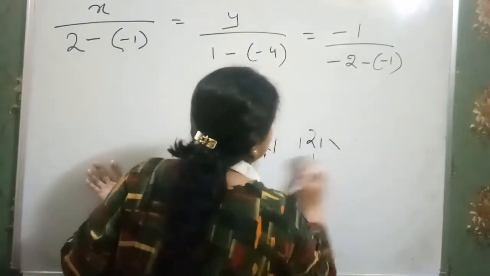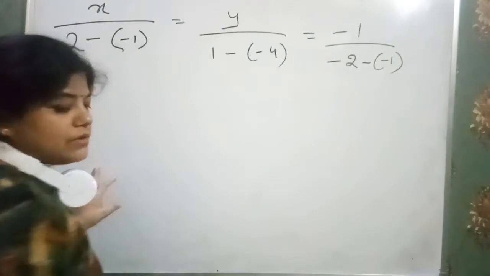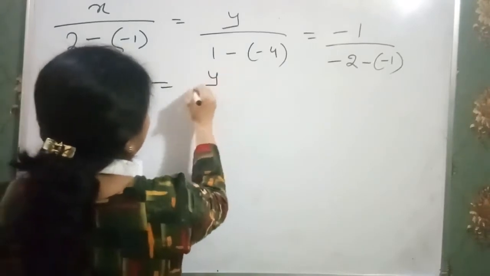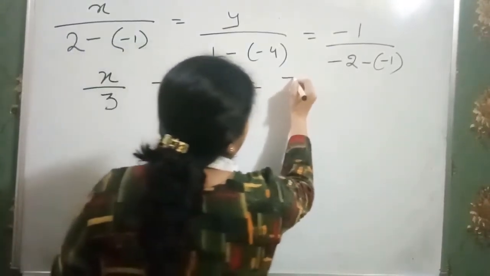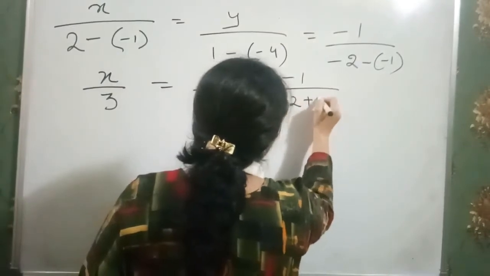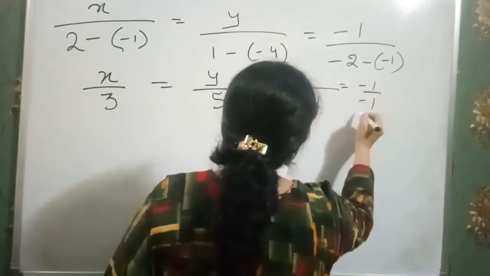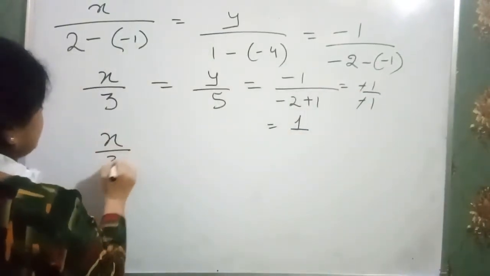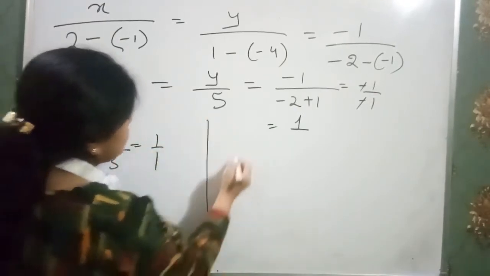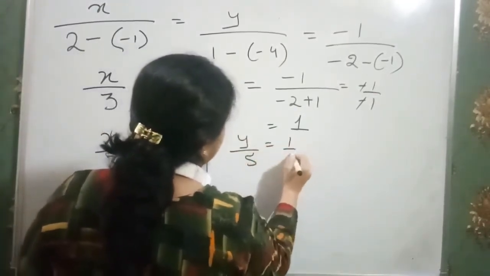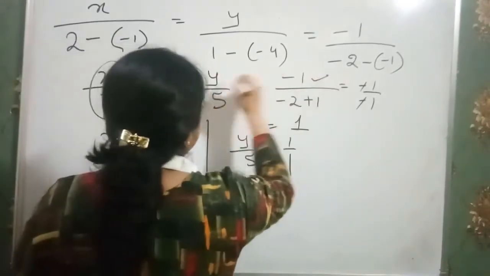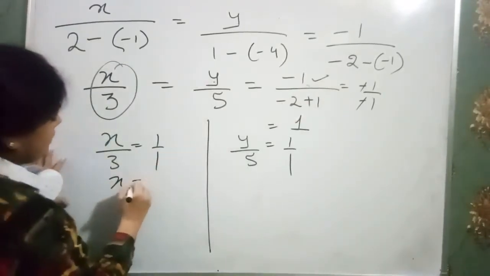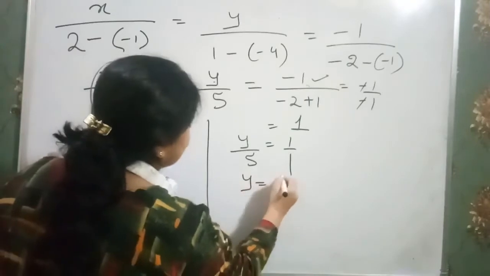This is known as the cross multiplication method or also Cramer's rule. Now we have x over 3. Now here we have y over 5 and here we have minus 1 over minus 2 plus 1. That means minus 1 over minus 1 which gets cancelled, so its value is equal to 1. So x by 3 is equal to 1 over 1. Compare both the values. y by 5 is equal to 1 over 1. We compare this and this and this, in order to get the values of x and y. So the value of x is 3 and the value of y is 5.